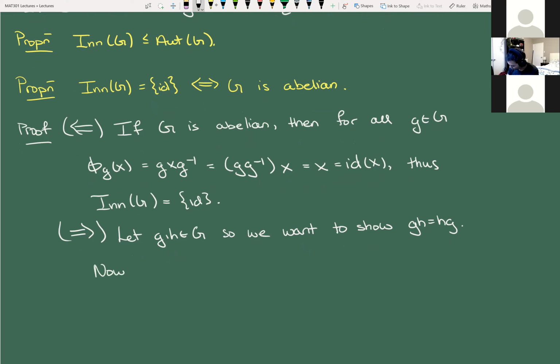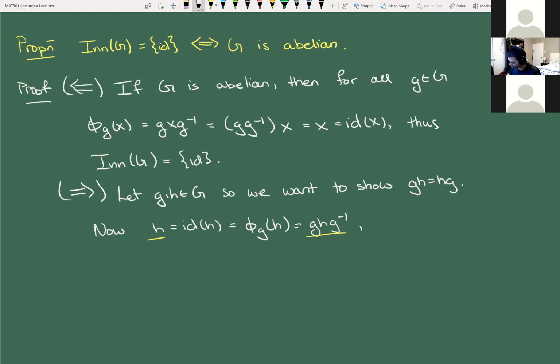So now phi_g is the identity map on h. And we said every conjugation map is the identity map, right? So let phi_g be the identity. That's equal to g h g inverse. And if you ignore all this stuff in the middle, what do we have? I'm going to multiply both sides on the right by g. So we get hg is equal to gh, as required.